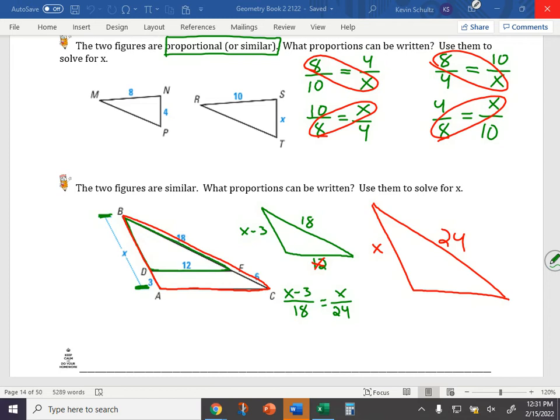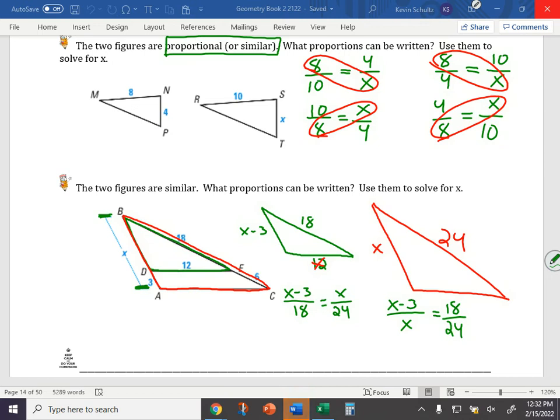Joey, you said you were going to say something? What proportion were you thinking of? 24 over x equals 18. Sure, you could go the other way. You could flip this upside down. Again, stay within that same shape. Anyone see anything else? If you jump from one shape to the other, you could do perhaps X minus 3 over X, that vertical side of the green shape over the vertical side of the red shape, equals the diagonal side of the green shape over the diagonal side of the red shape.